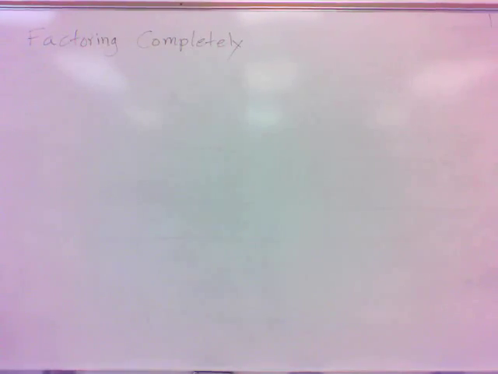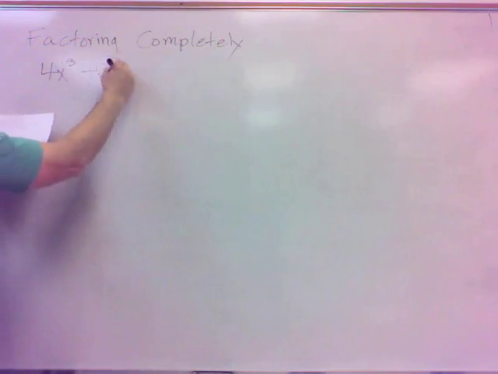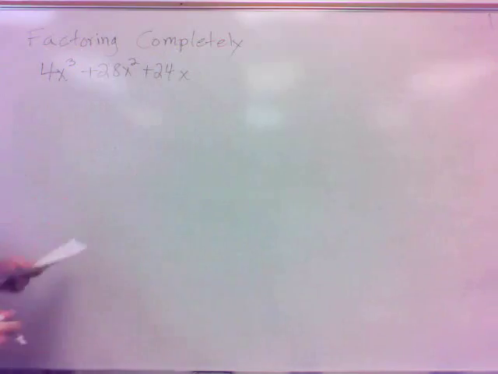So far, what we've encountered, we factored it once, we're done with it. Maybe that's not always the case. For example, if I have 4x cubed plus 28x squared plus 24x, and I want to factor that completely.